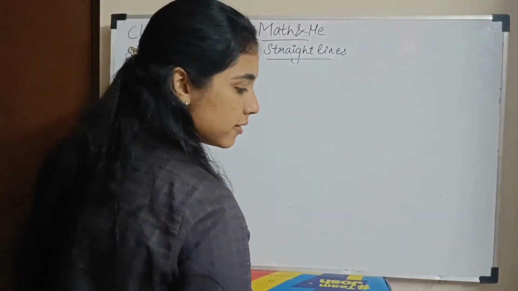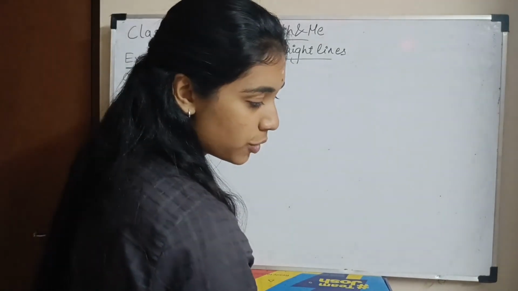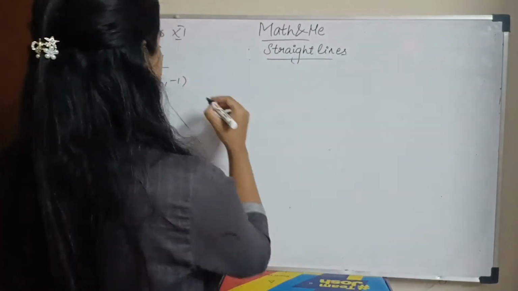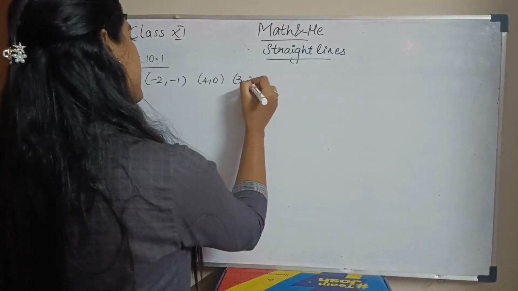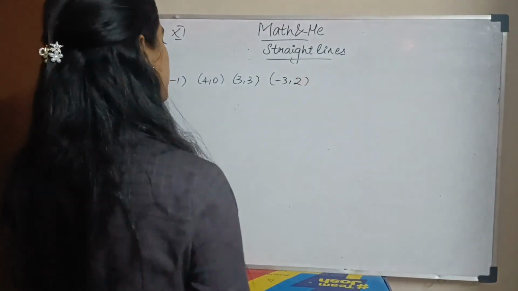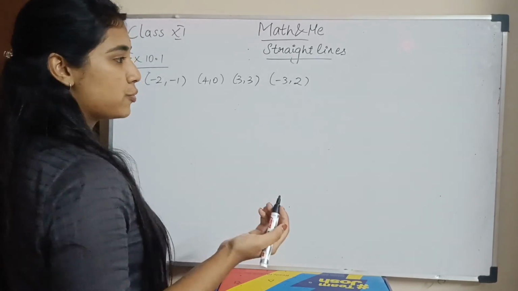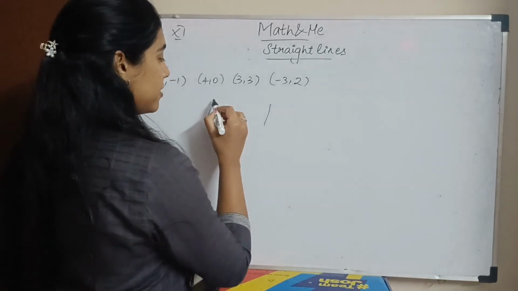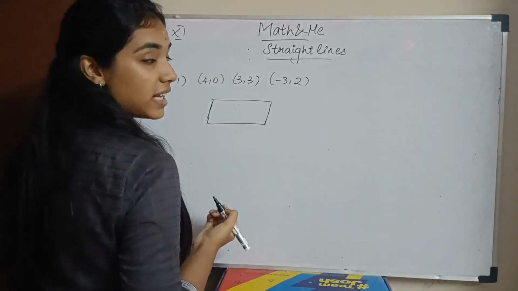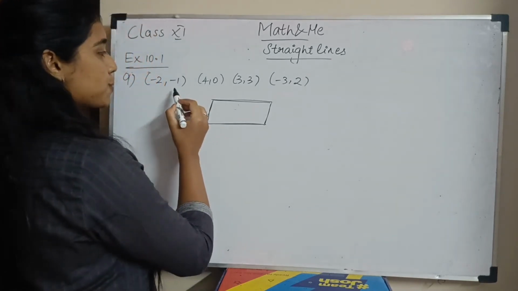Question number 9. Without using the distance formula, show that the given points are vertices of a parallelogram. So what are the vertices? We have (minus 2, minus 1), (4, 0), (3, 3), (minus 3, 2). So what do we do to show that the given vertices are the vertices of a parallelogram? We need to prove that these two sides are parallel and these two sides are parallel. Meaning the slope of this line and this line are equal and the slopes of this line and this line are equal. So we start with finding the slopes of every 2 points.